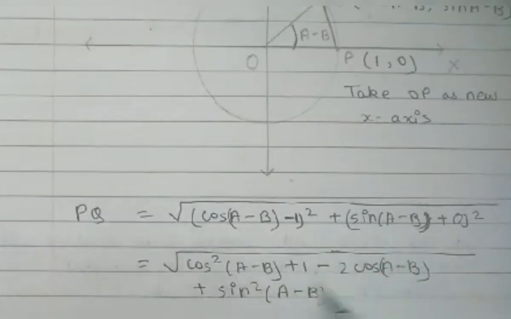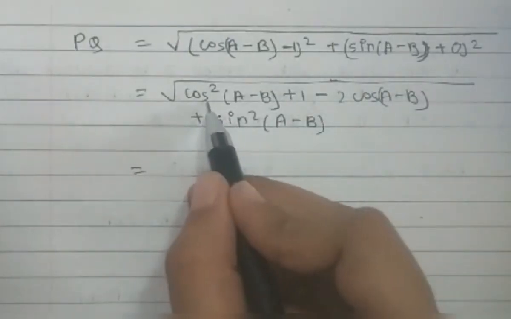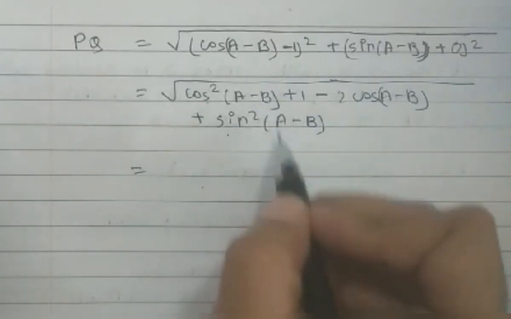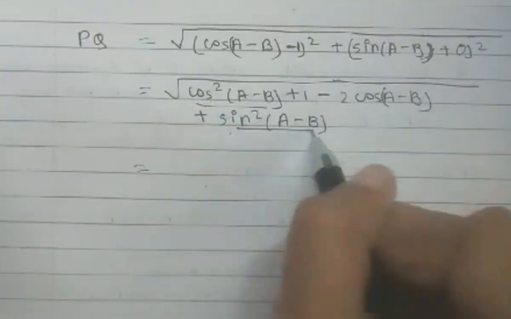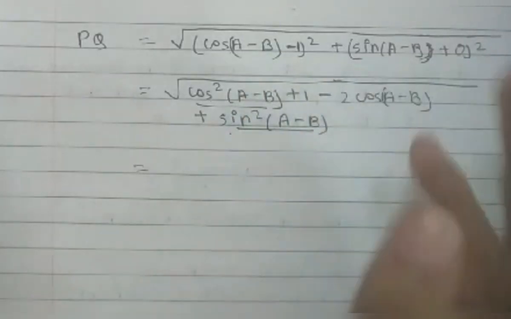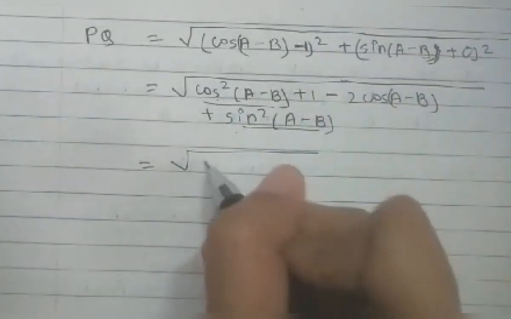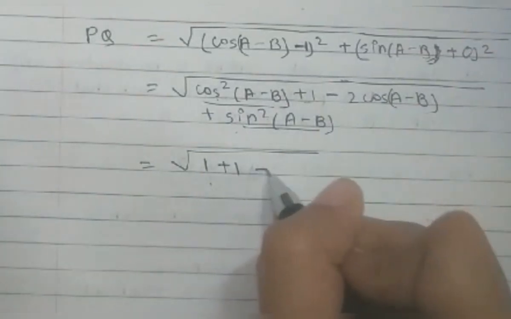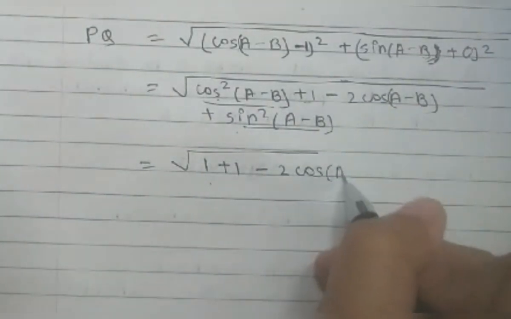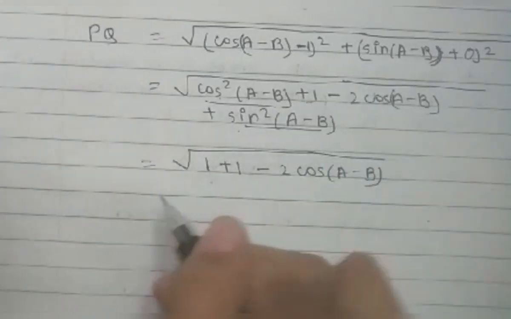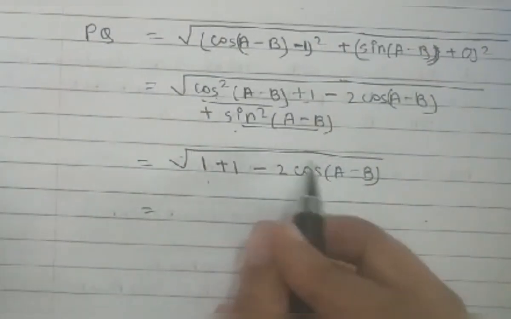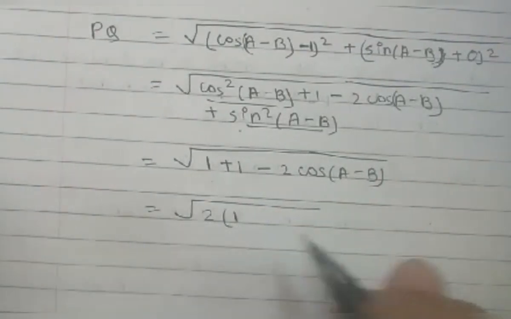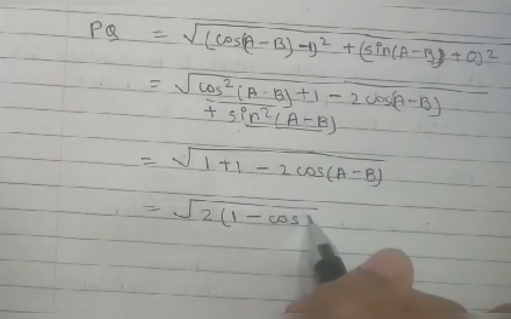Now if you see, you will get cos square of A minus B plus sine square of A minus B. So it is cos square theta plus sine square theta. So if you see this, what is it? Sine square theta plus cos square theta is 1. So you will get 1. Now here also there is plus 1, and here it is minus 2 cos of A minus B. So 1 plus 1 is 2, so we can take 2 common. So root of 2 into 1 minus cos of A minus B.